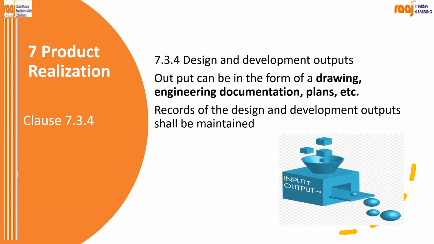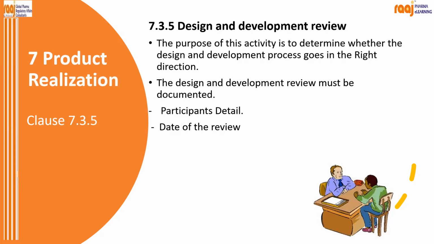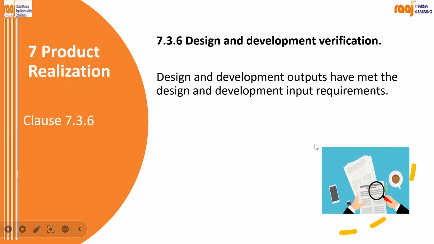Then your design output. Then you go for your drawings, engineering documentation, planning; parts of the design and development output shall be maintained. Then it has to be reviewed. Who is participating in the review, the date of review, who has reviewed. Many versions were there. Suppose there are 5, 6 designs or 10 designs, how do you arrive at the prototype? So the design and development review must be documented, and who all are involved, you have to mention that also.